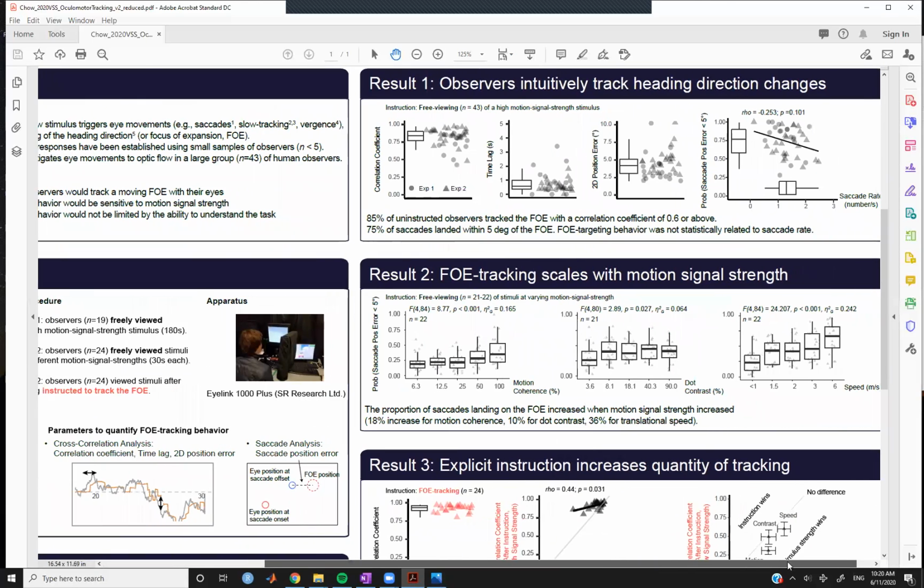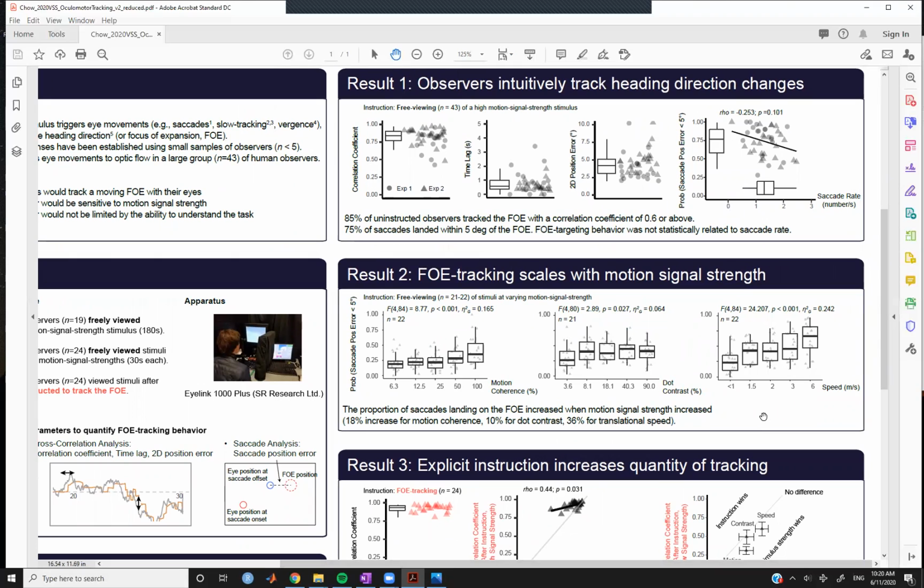On the right of the poster, you're going to find three pieces of results. Result 1 shows that observers intuitively track the heading direction changes, with a high cross-correlation coefficient between the eye and the FOE, a small time lag, and also a generally small 2D position error. Again, you can see some individual differences, but in general they have quite intuitive tracking behavior when they are uninstructed. All these participants looked at the stimulus with the instruction to free view the stimulus.